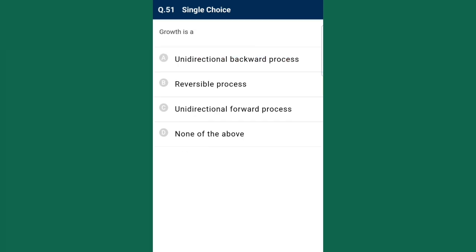Question number 51. Growth is an irreversible process in which there is increase in size, increase in volume or mass, increase in weight of the part or whole organism. So the answer for this question is option C. Growth is a unidirectional forward process.